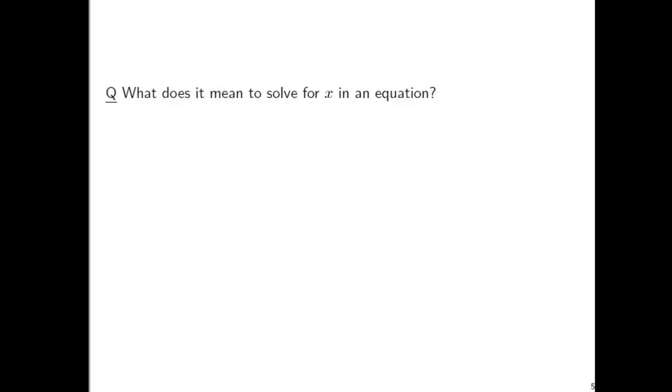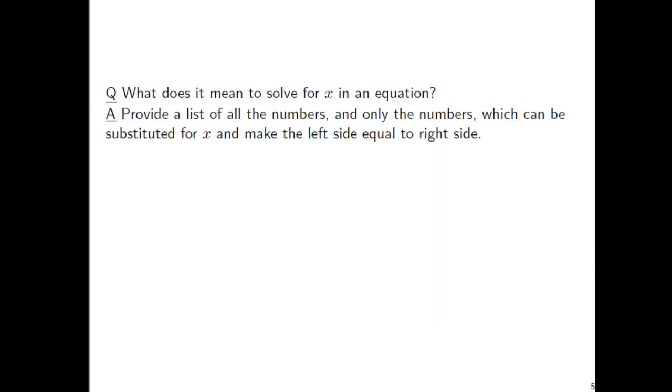So what does it mean to solve for x in an equation? We'd like to review that this means to provide a list of all numbers, and only the numbers, which can be substituted for x and make the left side equal to the right side. The actual procedure of solving an equation is different. How to do it involves adding the same thing to both sides, subtracting the same thing on both sides, and multiplying the same thing on both sides. Sure, that's how. But once it's done, your final answer has these things called solutions. And how does that relate to the original equation in the question? That's where we have to go to meaning.